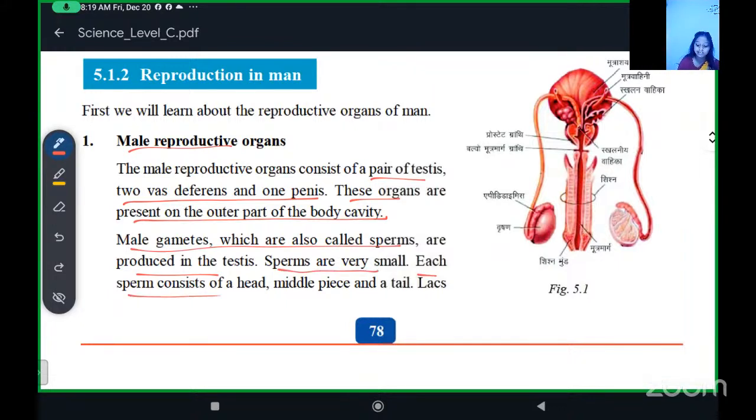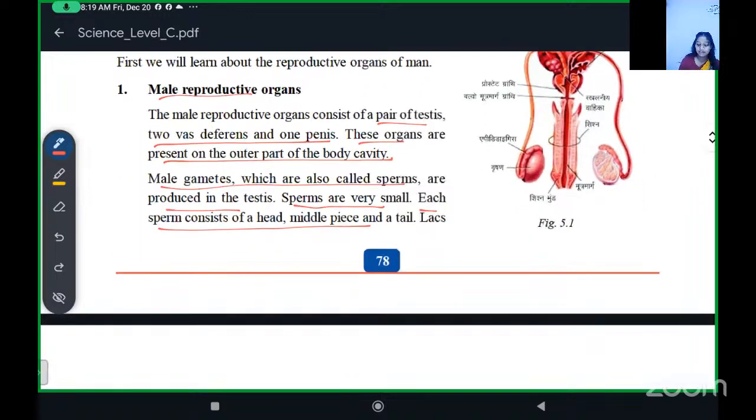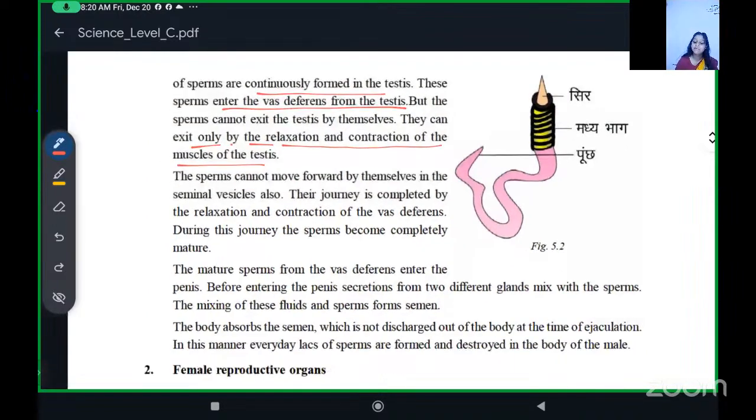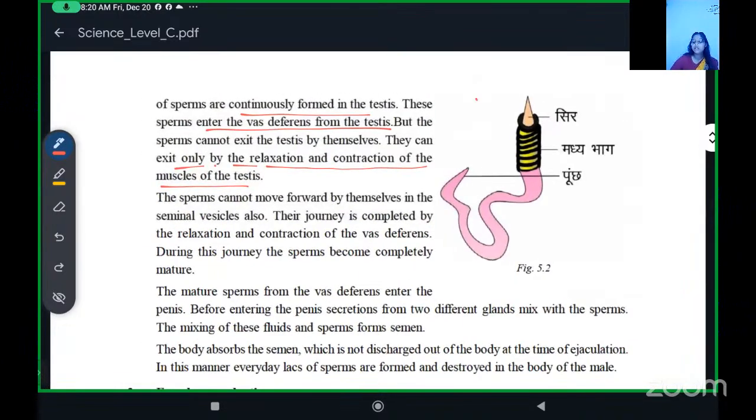Sperms are very small. Each sperm consists of a head, middle piece, and a tail. Lakhs of them are continuously formed in the testes. These enter the vas deferens from the testes, but they cannot exit the testes by themselves. They can exit only by the relaxation and contraction of the muscles of the testes. This is an image of a sperm. It has a head, a tail, and a middle part.